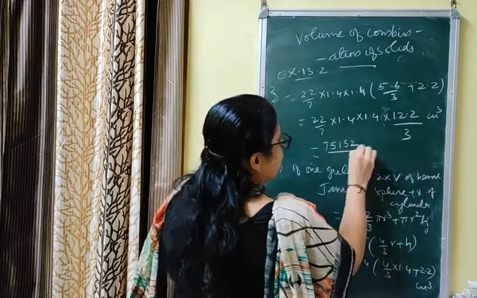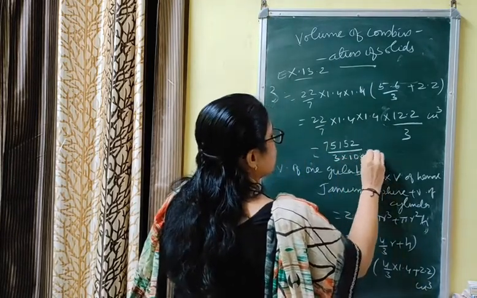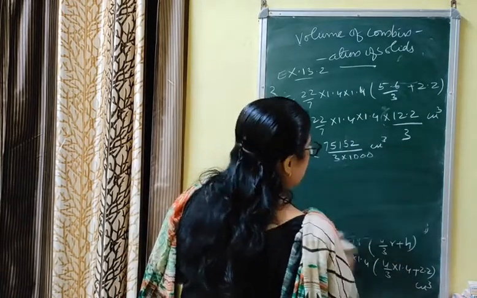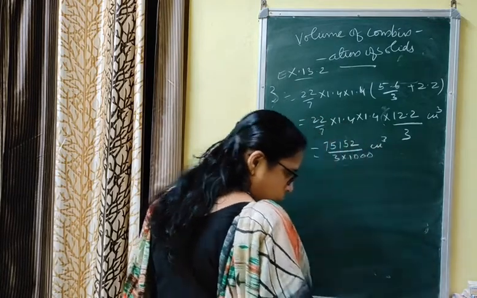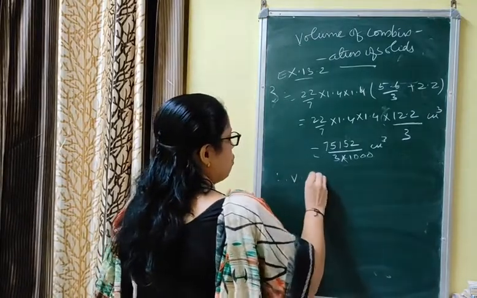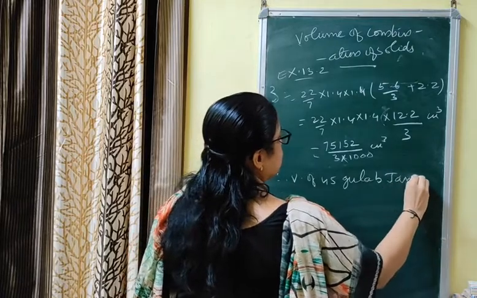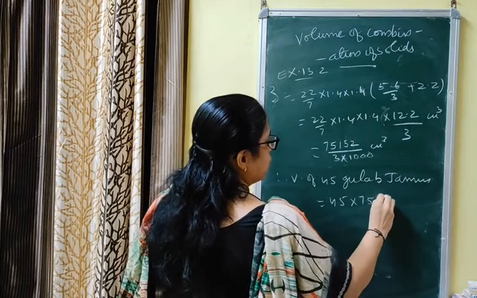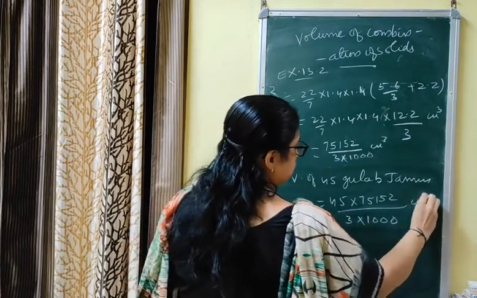75152 upon 3 into 1000, because this is changed into fractional form. This is the volume of one gulab jamun, 75152 upon 3 into 1000 cm cube. Now how many gulab jamuns are there? There are 45. Therefore, the volume of 45 gulab jamuns is equal to 45 into the volume of 1, that is 75152 upon 3 into 1000 cm cube.